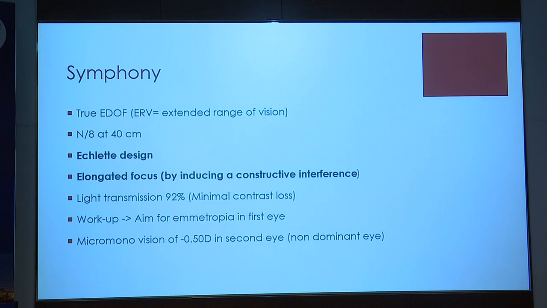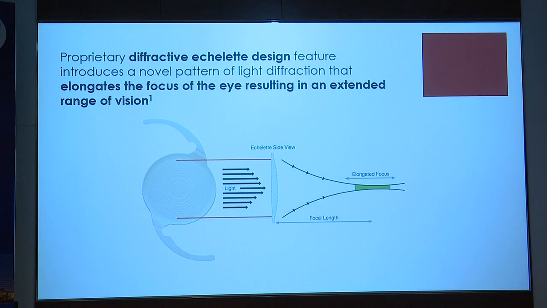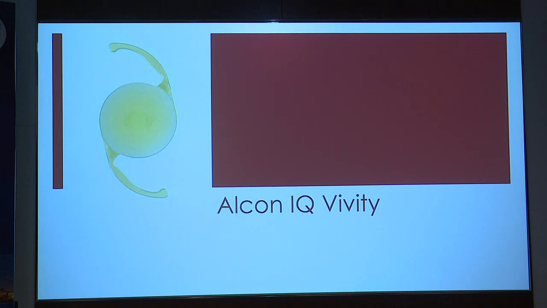But with its edgelet design, it gives you an elongated focus. Symphony people say you'll get an N8 at 40, which I think is pretty good. At the most, he may require glasses to read very fine print. There's the Alcon Vivity, a lot more expensive.